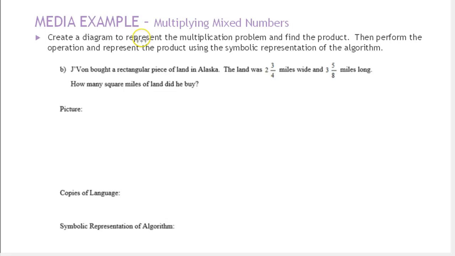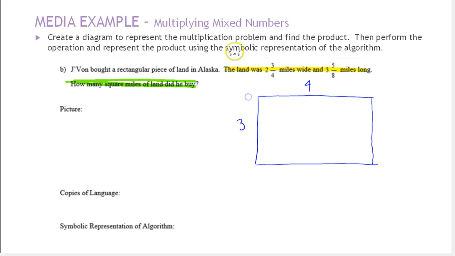Javon bought a rectangular piece of land in Alaska. The land was 2 3/4 miles wide and 3 5/8 miles long. And we want to know how many square miles of land did he buy. So we're going to make a really rough sketch of this, or else it'll get really ugly. But I just want to connect this idea to the fractions we saw before. So I'm going to write 3 here and 4 here. So I'm just making it a little bit bigger than the 2 3/4 and a little bit bigger than the 3 5/8. Okay, so now we're going to have whole numbers for part of it.